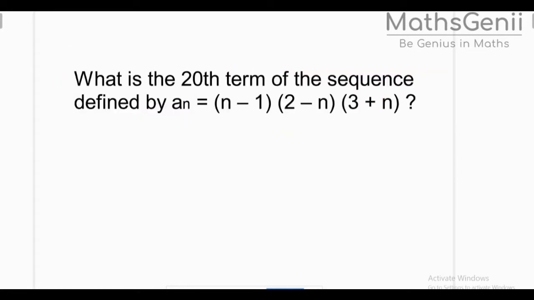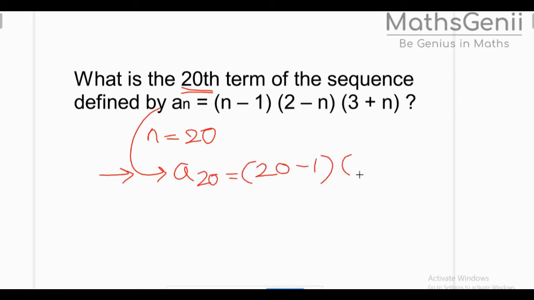Okay, let's get directly to the sums now. Enough of the revision. So what is the 20th term of the sequence defined by an equals this expression? What is the 20th term? The 20th term means that n is equal to 20, is what he's trying to tell me. Pretty simple. Wherever you find n, just substitute it as 20.